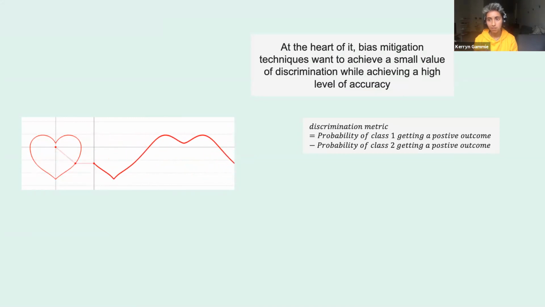And really what you want to have is this idea of the probability of class 1, this protected attribute, getting a positive outcome minus the probability of class 2.